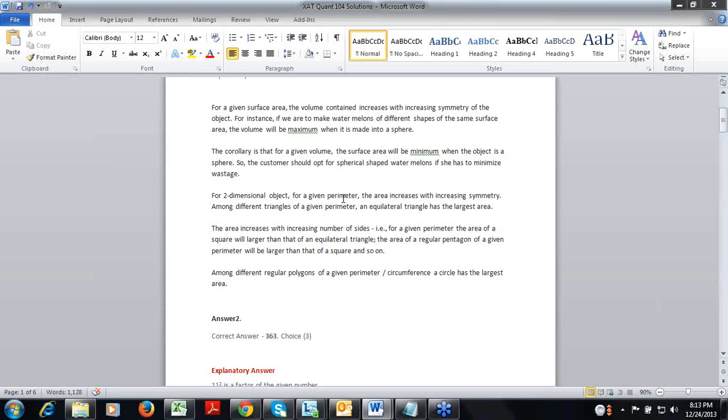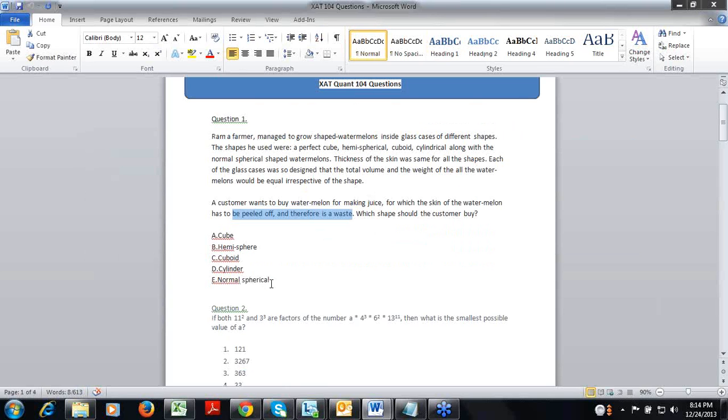Similarly, you can have an analogy on two-dimensional objects as well. For a given perimeter, the area will increase with increasing symmetry. Among different triangles of a given perimeter, the equilateral triangle will have the largest area. So you can use the same analogy in two-dimensional objects also if you get a question of a similar pattern in your examination. So the answer will be a normal spherical watermelon, so we'll go ahead and mark option E.